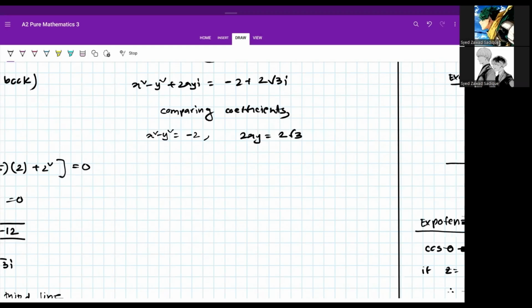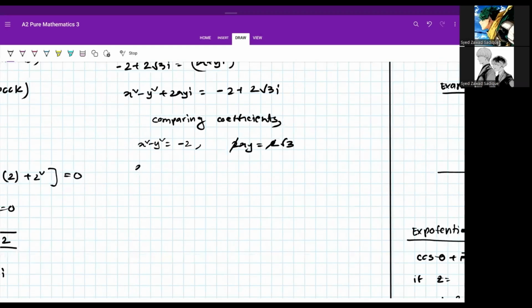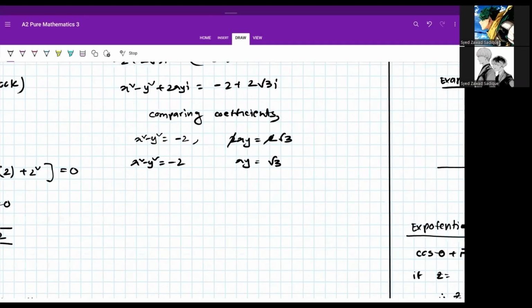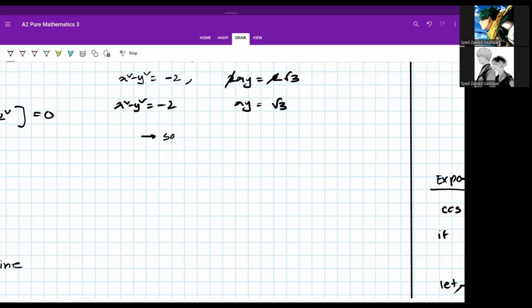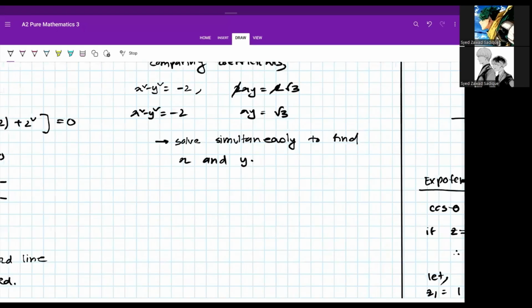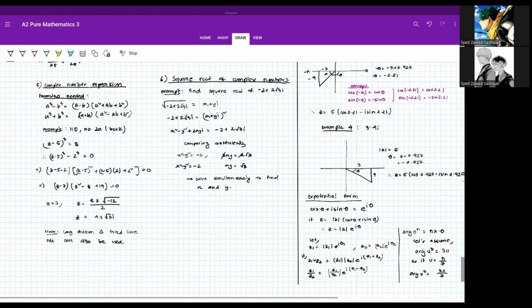So let's cancel out. So x squared minus y squared is equal to minus 2, xy is equal to root 3. And then you can solve simultaneously to find x and y. So yeah, that's another. We're finally left with our final concept of this chapter.